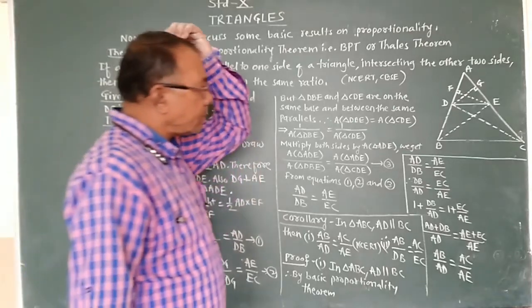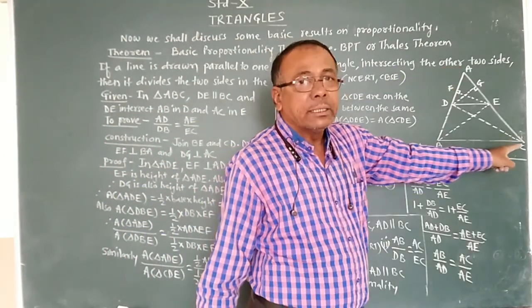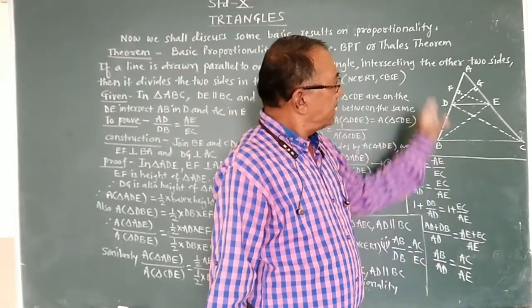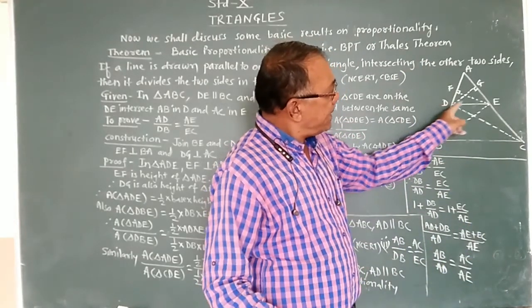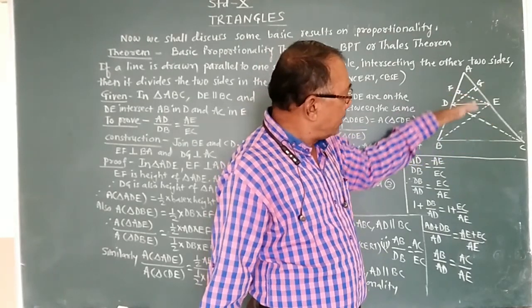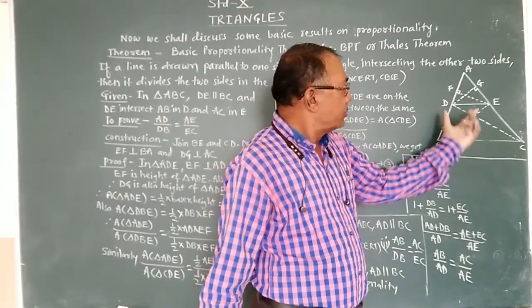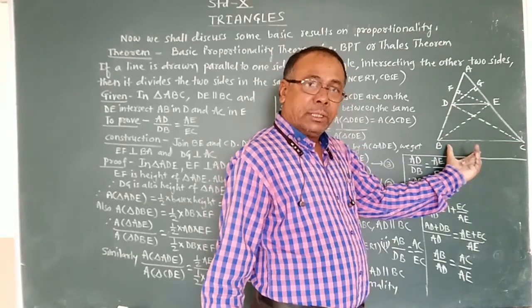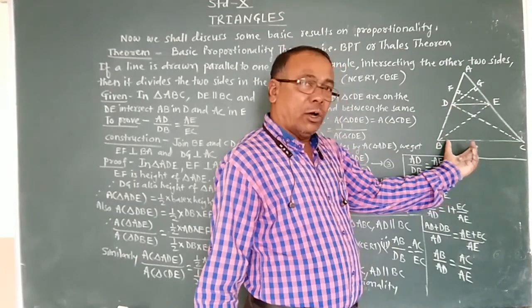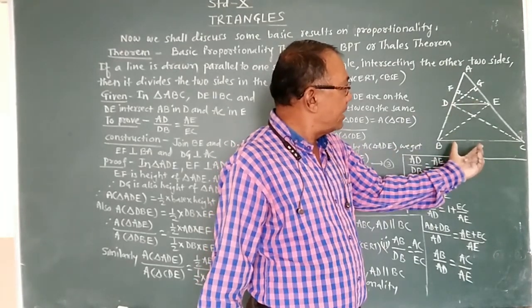Here, if we consider a triangle ABC, and in this triangle DE is the line which is parallel to the other side or third side, that is BC. So DE is parallel to one side of the triangle, and that side is BC. So DE is parallel to BC.